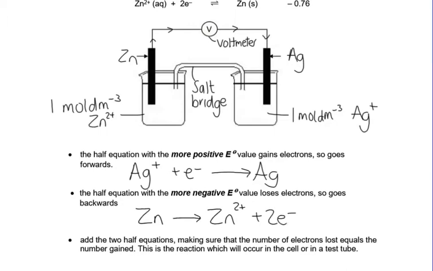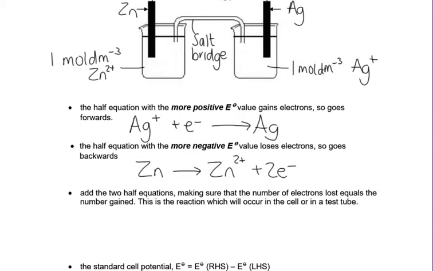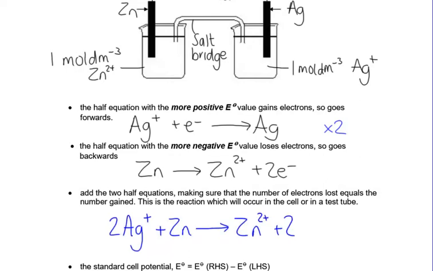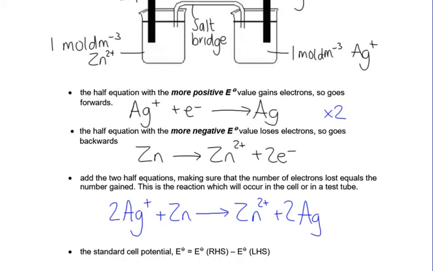Now if we want to predict the reaction that's happening in that cell, we've got to combine our half equations, just like we did in redox, to make an overall equation. In order to combine these, the electrons need to match. So I'm going to double everything in this equation to make it match. So I'm going to have 2Ag+ plus Zn makes Zn2+ and 2Ag, and the electrons will cancel out. And that is the equation that will happen in that cell by looking at those values.